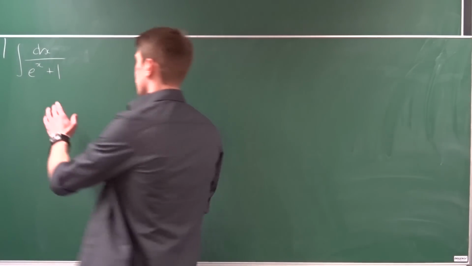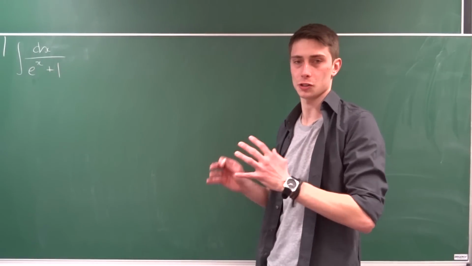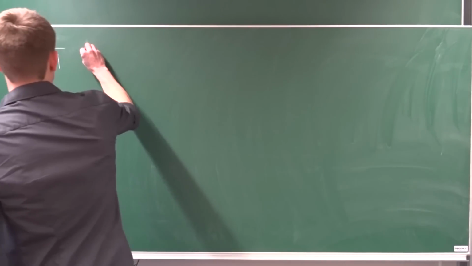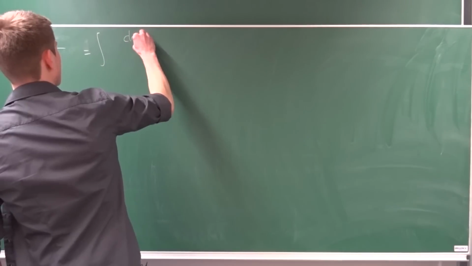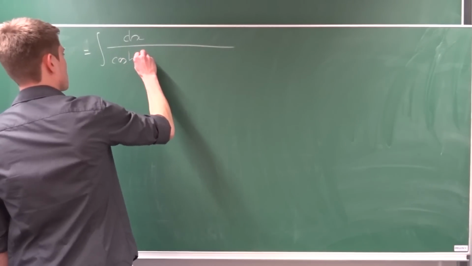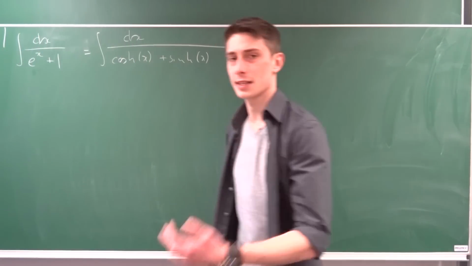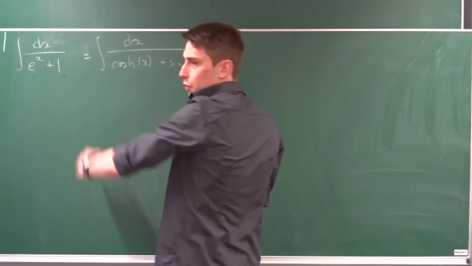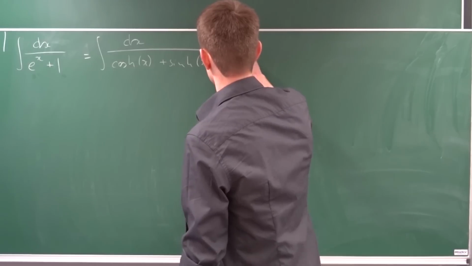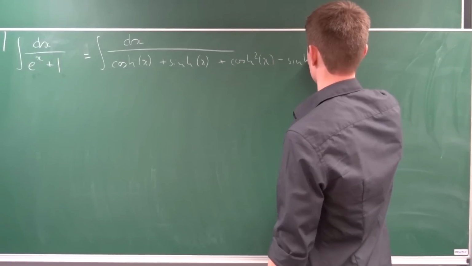Okay, at first we can rewrite e to the x a little bit, because we can split it up in an odd and even function. They are called the hyperbolic cosine and the hyperbolic sine. So this is nothing else than the integral of dx over, so I'm going to call them cosh and sinh, so that's cosh of x plus sinh of x. And there's another nice identity. We can rewrite 1 as cosh squared minus sinh squared. So this is positive cosh squared of x minus sinh squared of x.